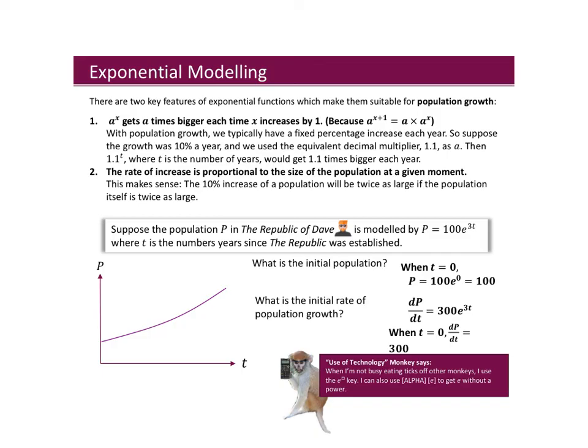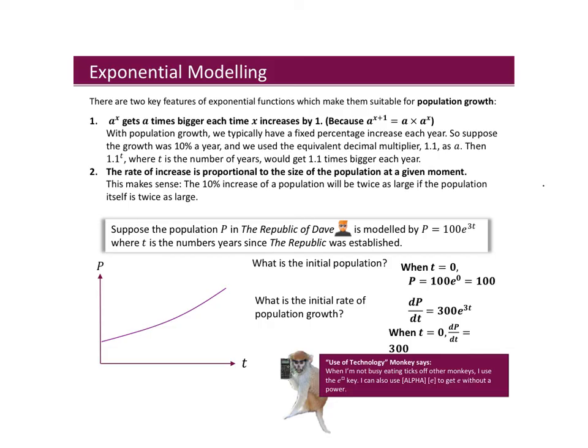If you remember back in GCSE, with compound interest, you're multiplying the previous year by 1.1 if it's an increase of 10%. And then t is the number of years. This is really similar to percentage. The rate of increase is proportional to the size of the population at a given moment. So the 10% increase of a population will be twice as large if the population itself is twice as large.